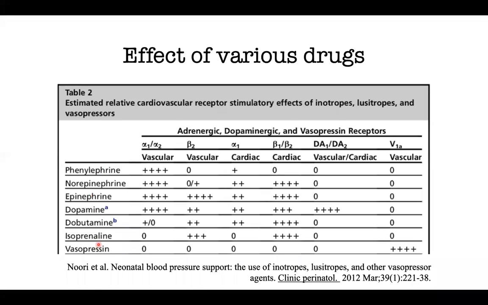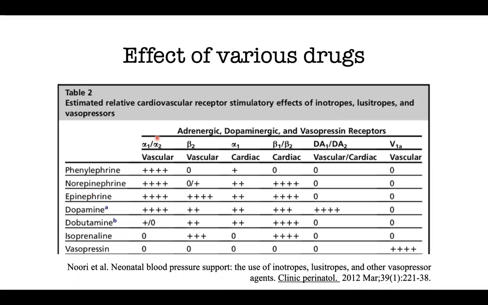Now, what is the mechanism of action of these drugs? This, again, is very important for your theory also. How is the mechanism of action of the various inotropic drugs, or the drugs used in shock? So phenylephrine acts on the vascular alpha 1. What is the action of phenylephrine? By acting on alpha 1 or alpha 2, it causes vasoconstriction.